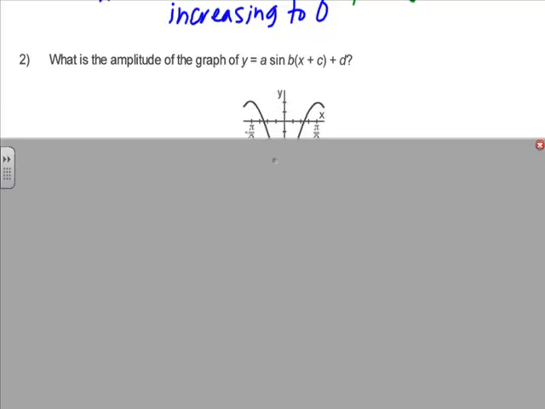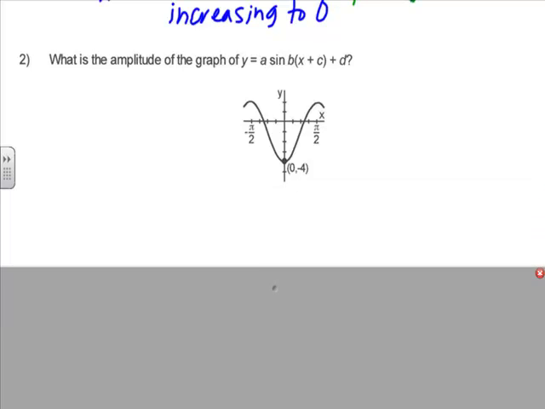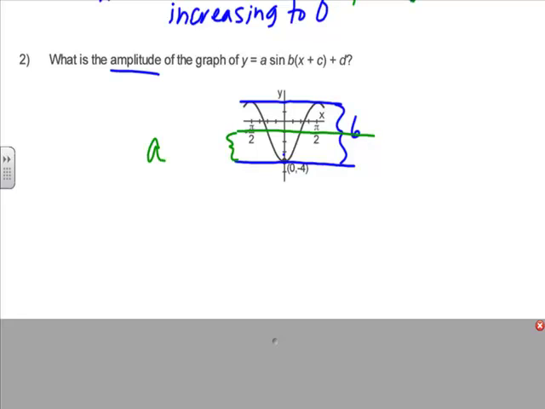What is the amplitude of the graph of y equals a sine of b times x plus c, plus d? You should know that format of this particular graph. Amplitude basically is how far above and below the center line it goes. So I'm just going to take a look at this and see how far apart they are. And I can do it by counting: 1, 2, 3, 4, 5, 6. So that means my center line is 3 from either end of my lower and high point, which gets me to my amplitude, which is 3.